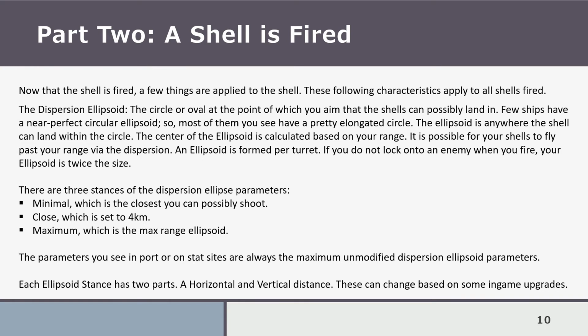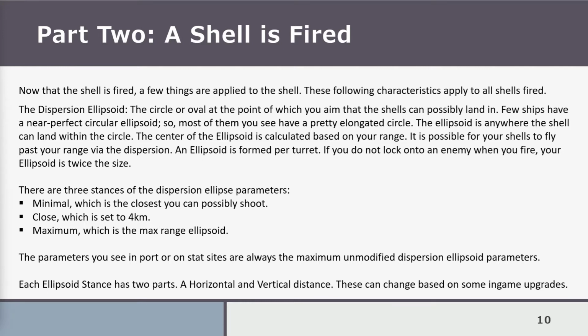An ellipsoid is formed per turret. If you do not fire on a locked on enemy, the ellipsoid size is going to be double. This is why it's actually kind of impressive when people hit ships in smoke, because the ellipsoid is literally just double. So if you have, let's say, a 150 by 100 meter ellipsoid, it's now 300 by 200. So it's absolutely massive, and it's bigger than any ship in the game by dimension, right? So once again, it's pretty impressive when people hit shots in smoke.